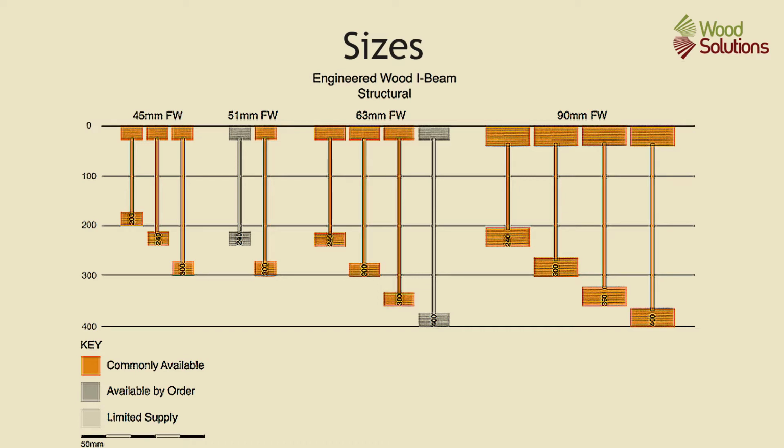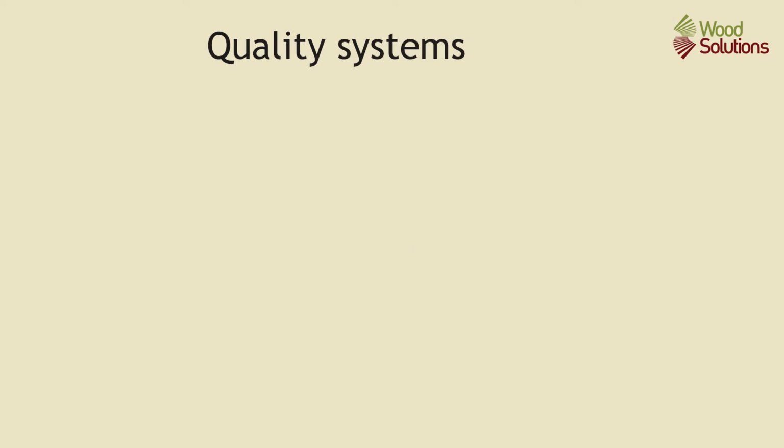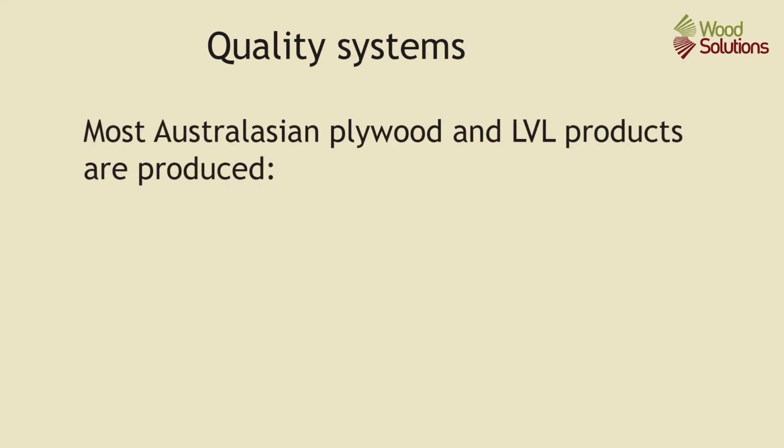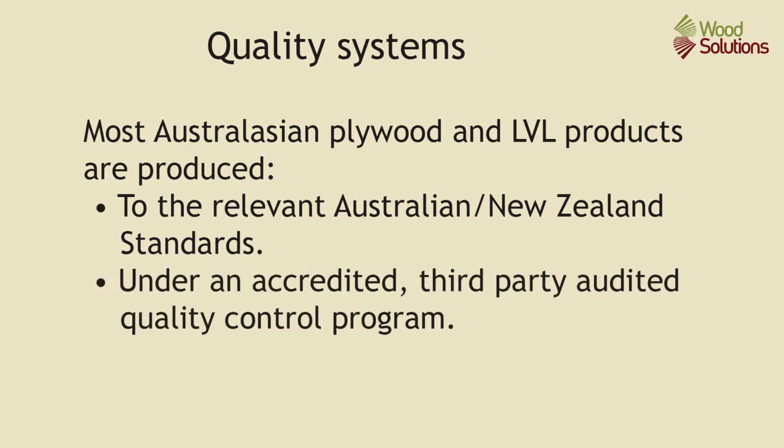A range of Australian and joint Australian New Zealand standards cover the manufacture and performance of plywood and other veneer-based products used in structural applications. The main ones are listed here. Importantly, most Australasian produced plywood and LVL products are produced to the relevant Australian New Zealand standards under a robust third-party audited quality control program. Under this scheme, there is regular product testing and external inspections of facilities and processes.